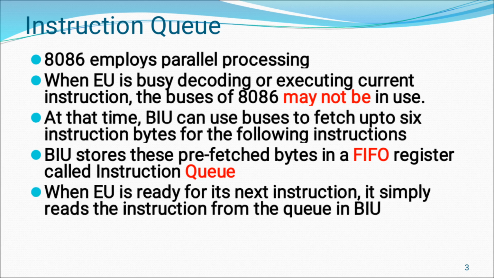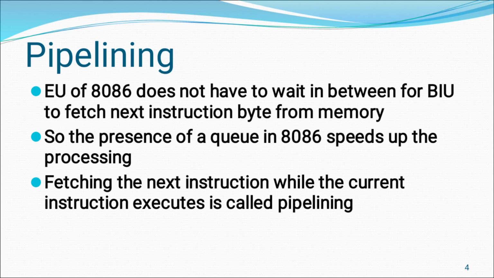When the execution unit is ready for its next instruction, it simply reads the instruction from the queue in the BIU, the bus interfacing unit. This concept is called pipelining. Pipelining is nothing but fetching the next instruction while the current instruction executes. The execution unit of 8086 does not have to wait for the bus interfacing unit to fetch the next instruction byte from memory. So the presence of the queue in 8086 speeds up the processing.